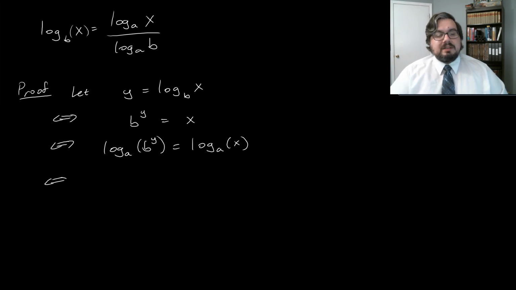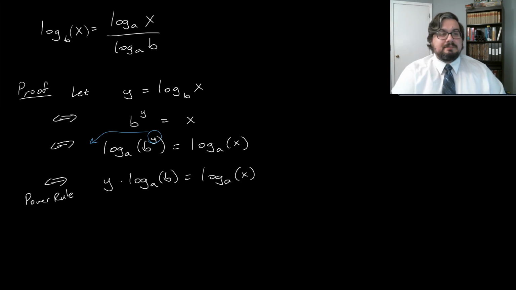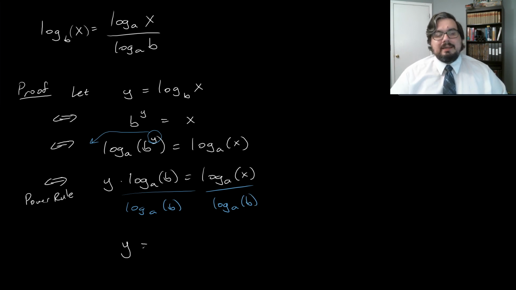Well, now we can use the power rule. y is sitting as the exponent inside of the logarithm expression on the left, and therefore we can bring it down in front. So we get that y times the logarithm base a of b is equal to the logarithm base a of x, and therefore if we divide both sides by log base a of b, what we get is that y equals the log base a of x divided by the log base a of b.